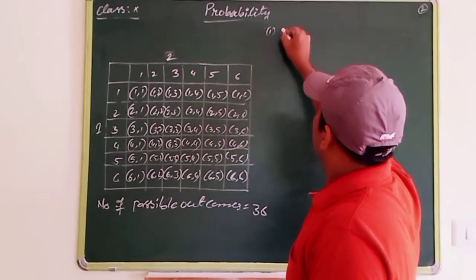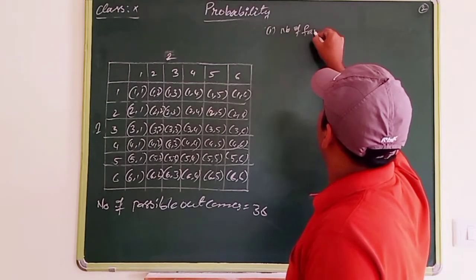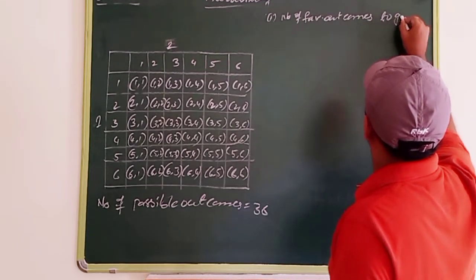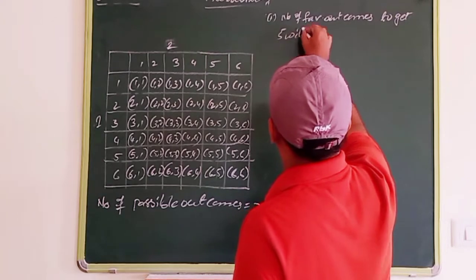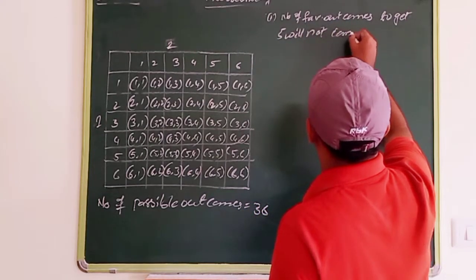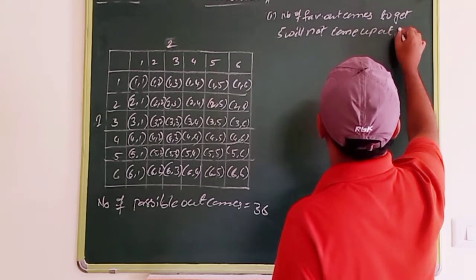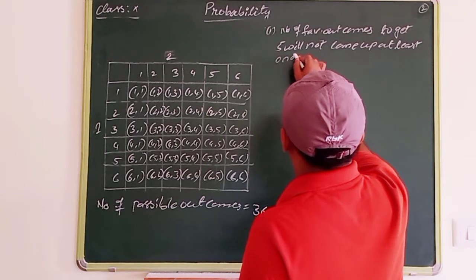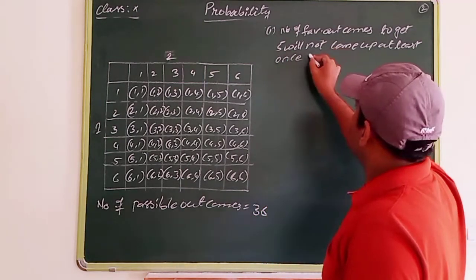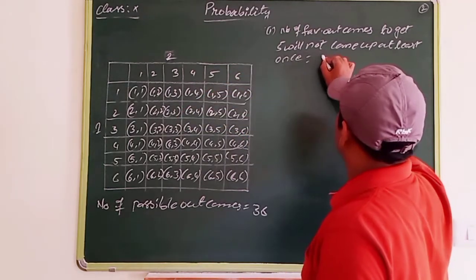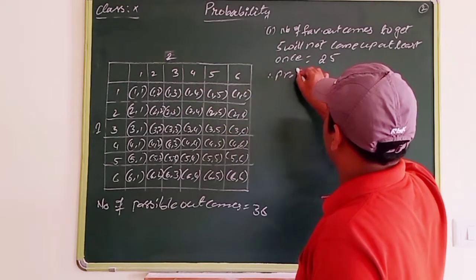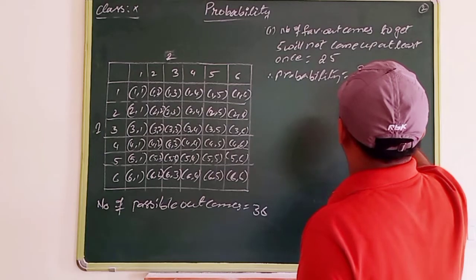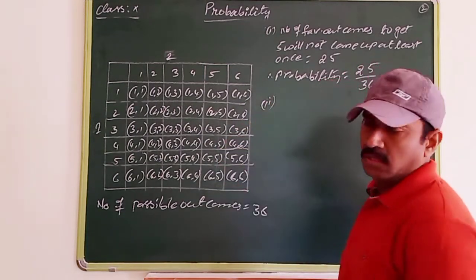So the number of favorable outcomes to get 5 not coming up at least once, just now we have counted, is 25 cases. Therefore the probability here is 25 divided by 36. Got it? So this is the answer.